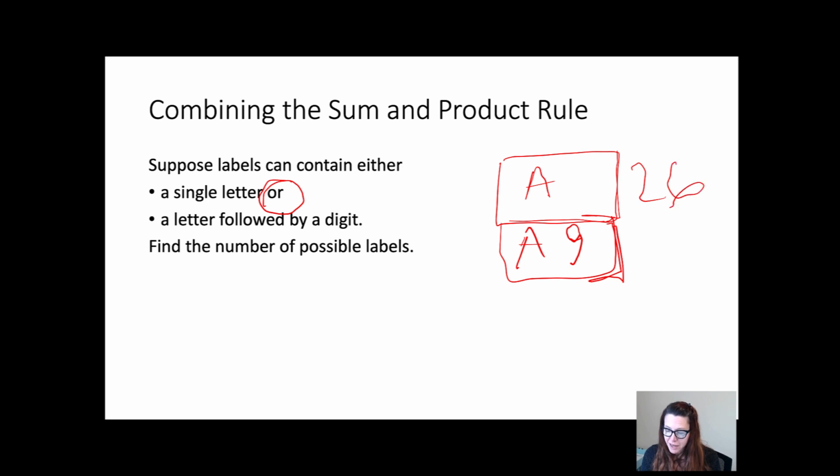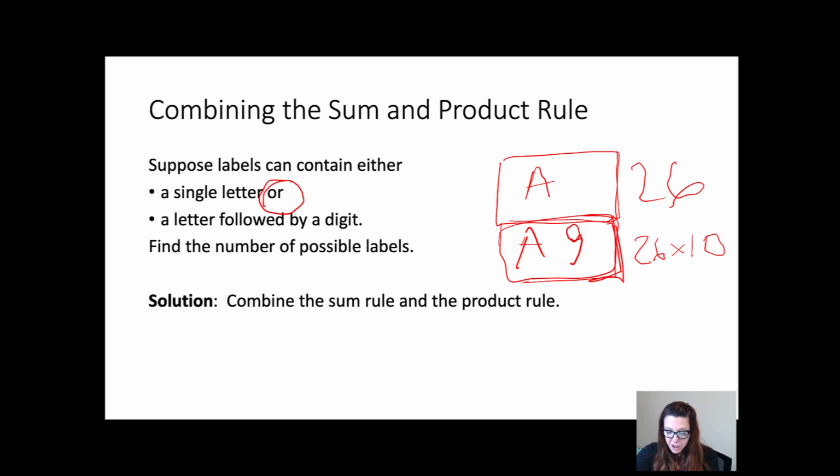So there's 26 ways, and for the second, this has to apply the product rule, because now I'm choosing a letter and then I'm choosing a number. And so in this one, it's 26 times 10. And so we're going to combine the sum rule and the product rule. And oftentimes you're going to do that in solutions. And so in this case, it's 26 plus 26 times 10, or 26 plus 260, which is 286.